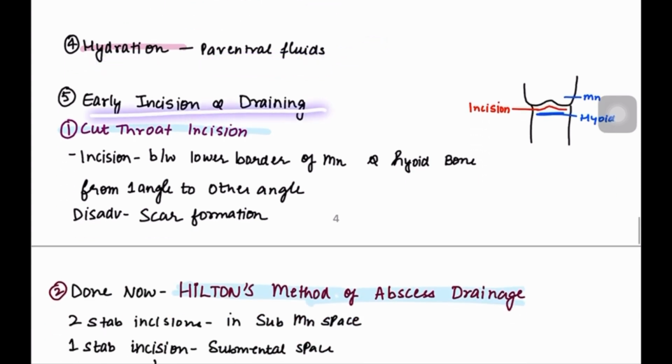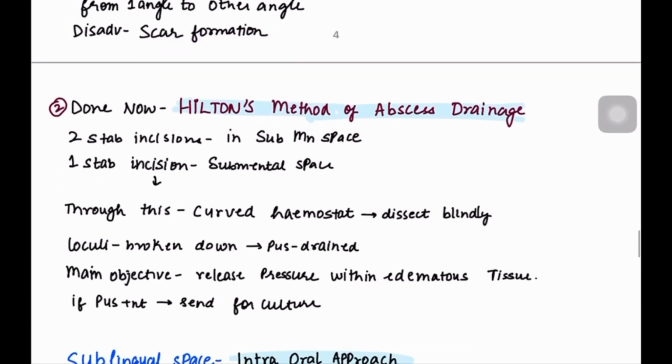Then early incision and drainage. Earlier, a cut throat incision was done, that is, an incision was made between the lower border of mandible and the hyoid bone, from one angle to the other angle, but the disadvantage was that there would be a big scar formation. So now what method is used? Hilton's method of abscess drainage.